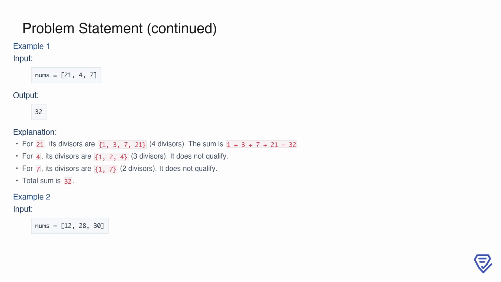Here, the input array is 21, 4, 7. For the number 21, its divisors are 1, 3, 7, and 21, giving it exactly 4 divisors. The sum of these divisors is 1 plus 3 plus 7 plus 21, which equals 32. For the number 4, the divisors are 1, 2, and 4, meaning it has only 3 divisors, so it does not meet the criteria. Similarly, for the number 7, the divisors are 1 and 7, so it also fails to qualify because it has only 2 divisors. Since only 21 meets the condition, the output for this example is 32.